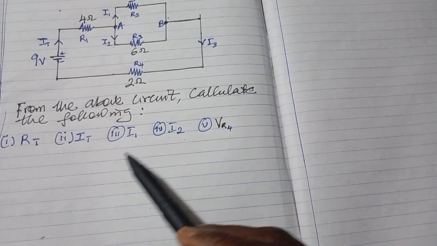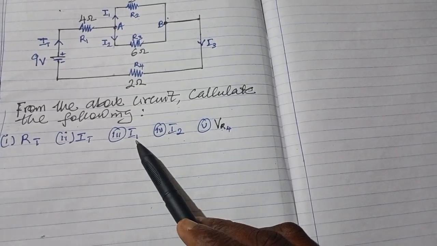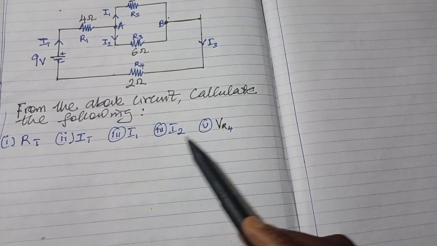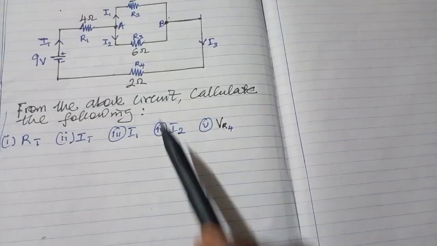To today's class. Let's find the value of the total resistance, total current, the branch currents I1, I2, and the potential difference across resistor R4.